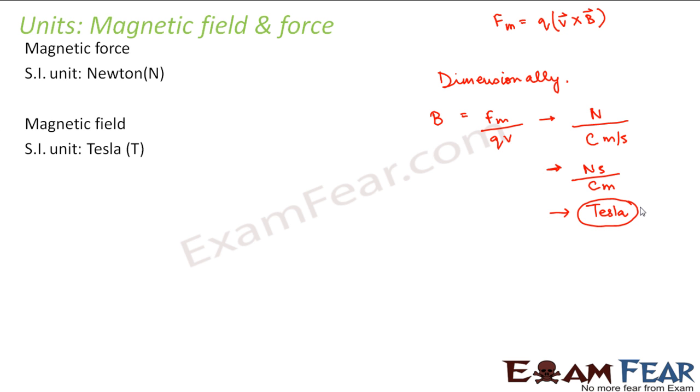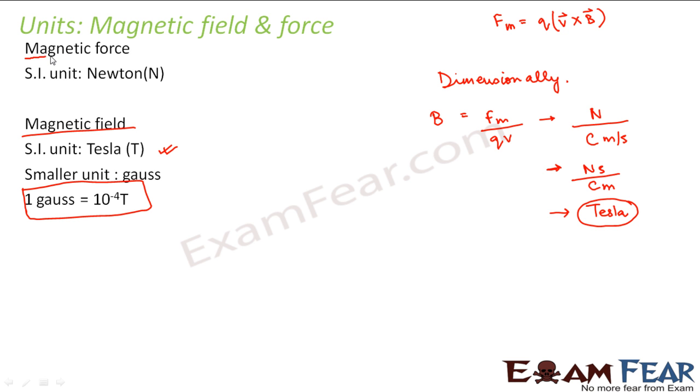So for magnetic field, the SI unit is Tesla, which is generally denoted by a capital T. And there is another smaller unit which is called Gauss. So the relation between Tesla and Gauss goes like this. 1 Gauss is equal to 10 to the power minus 4 Tesla. So now you got a new unit for magnetic field. Right? So these are the units for magnetic force and magnetic field.